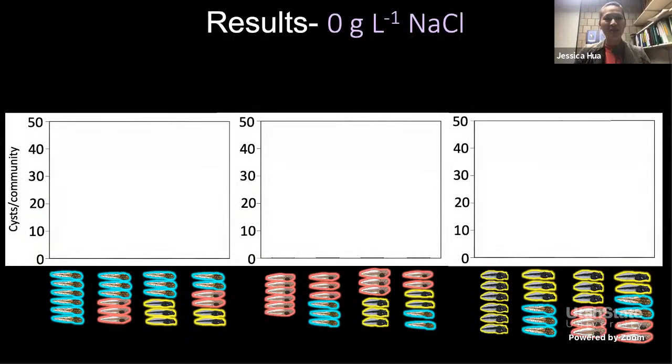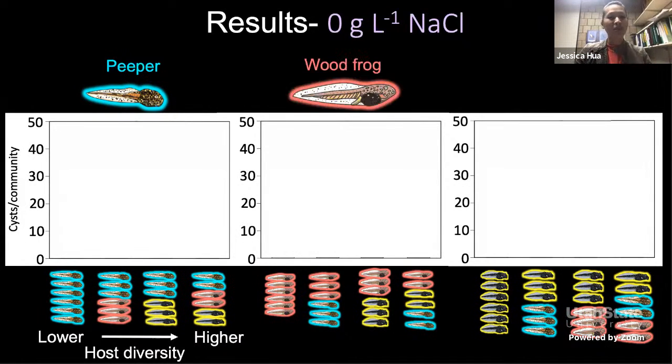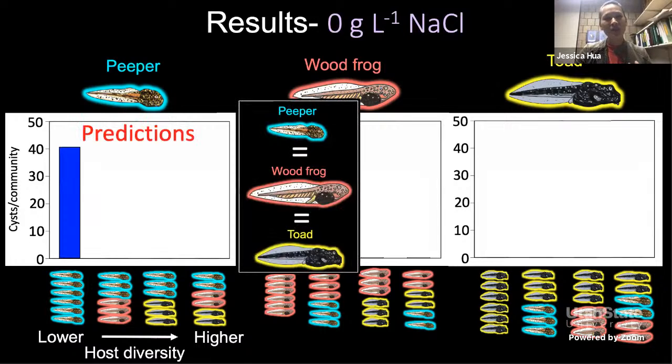Okay, so moving on to the results, this slide represents communities exposed to no salt. I've organized the x-axis from lower host diversity to higher host diversity. The first panel represents all communities compared back to a single species community of peepers. Second one compared back to a single species community of wood frogs. And the last one compared back to just toads. So reminding everybody of the predictions, we predicted that because peepers, wood frogs, and toads had similar levels of susceptibility, there would be no benefit when you increase host diversity.